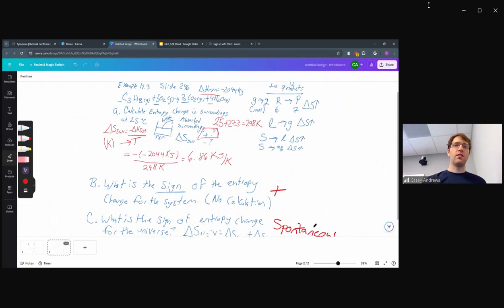So propane gas will spontaneously combust, react with oxygen to create 3 moles of carbon dioxide plus 4 moles of water, based on our calculations of entropy. So any questions about example 19.3 there?